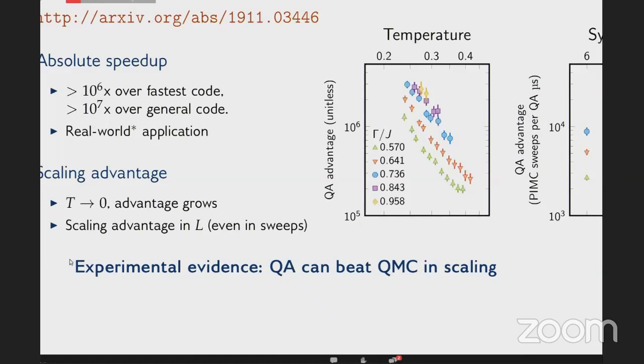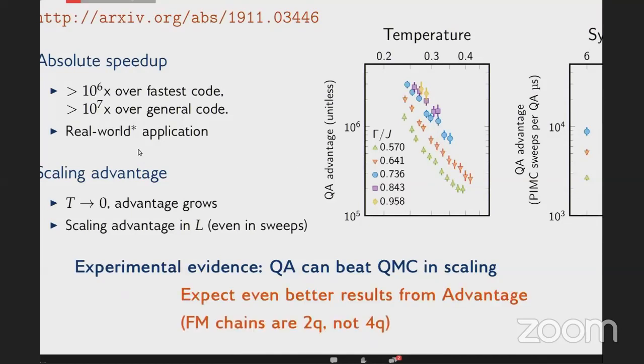And so this is experimental evidence that we've really wanted for a long time, that QA can beat QMC in scaling. Now, this is not, as Daniel mentioned, for optimization, but I think that this is a really nice example because you can really see what's going on in the middle of the anneal under the hood. So we would expect even better results from Advantage. And we haven't had much time to play with Advantage yet, but as I said, this is one of the examples where instead of having 4-qubit chains, you can go down to 2-qubit chains.